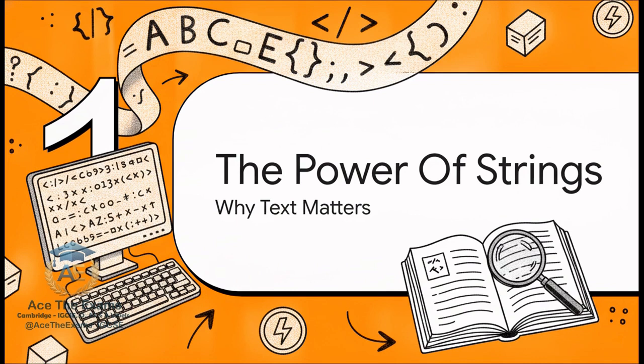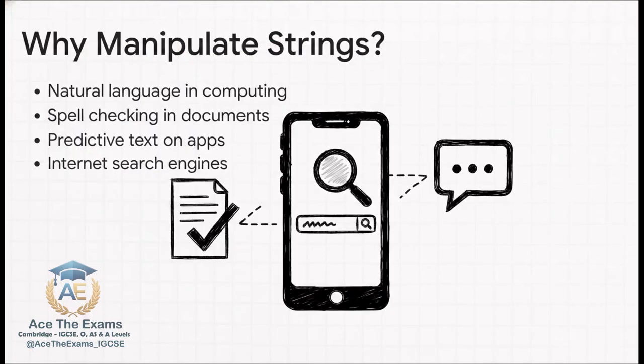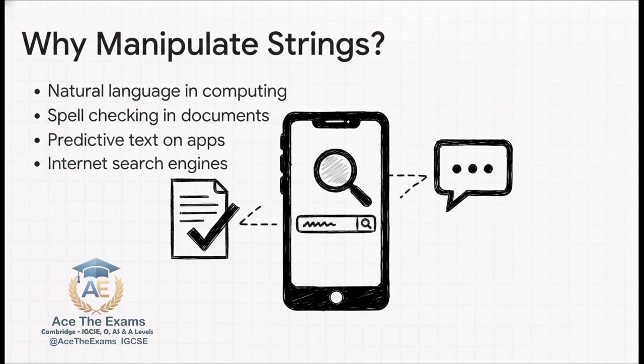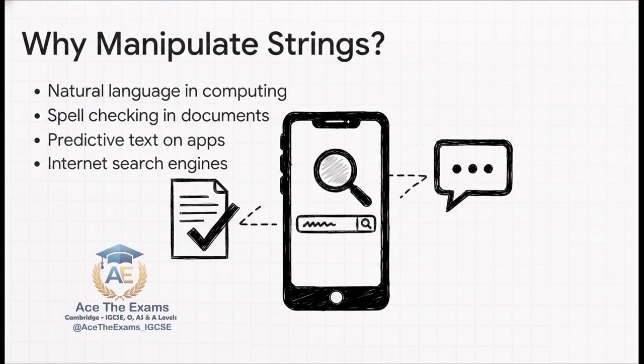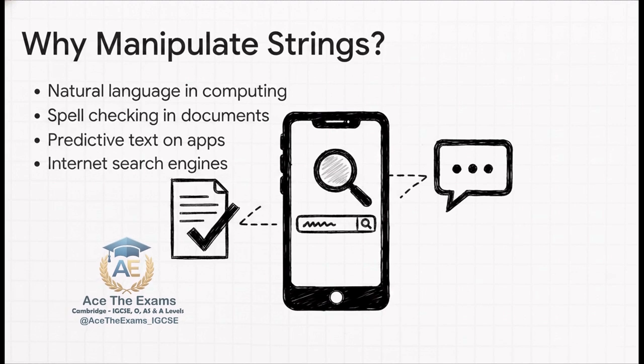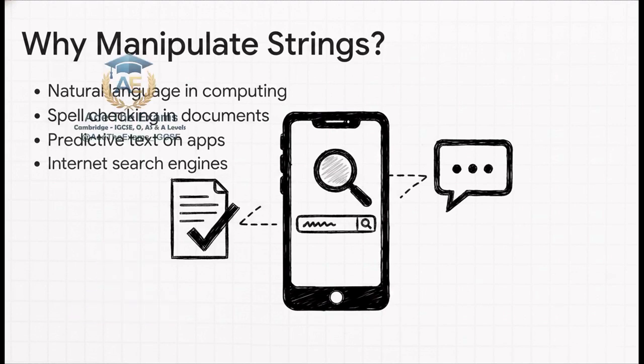We really need to establish why manipulating text is so fundamental to programming and, of course, your exam success. You know, words sit at the very heart of human communication, and because of that, natural language simply has to be at the heart of computing. From the internet search engines we rely on every single day to the predictive text that constantly fixes our typos on mobile apps, technology relies incredibly heavily on the string data type.